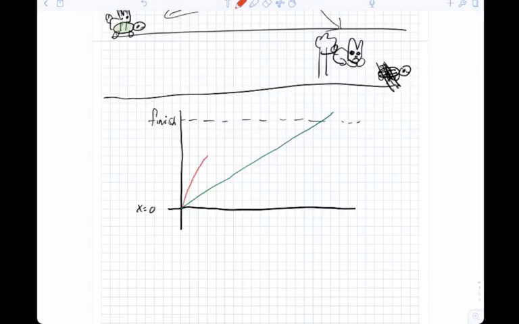Oh, time for a nap. Nap, nap, nap. Wakes up, tries to scoot, doesn't make it in time. Okay? The tortoise finishes first. The hare finishes at a slightly later time.